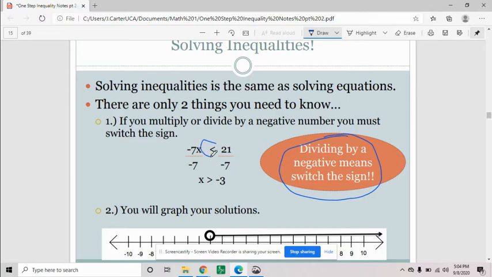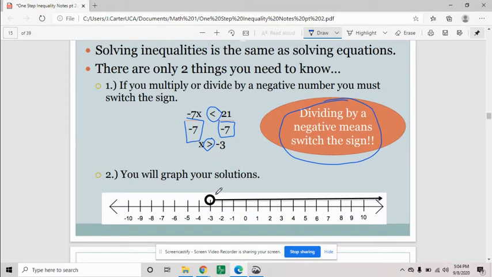So you see up here, it is a less than symbol. Negative 7x is less than 21. Well, when you divide by this negative 7 to get rid of it, and you do it to both sides, now look at the symbol. It has switched to being greater than. So it switches. And then you'll graph your solution.